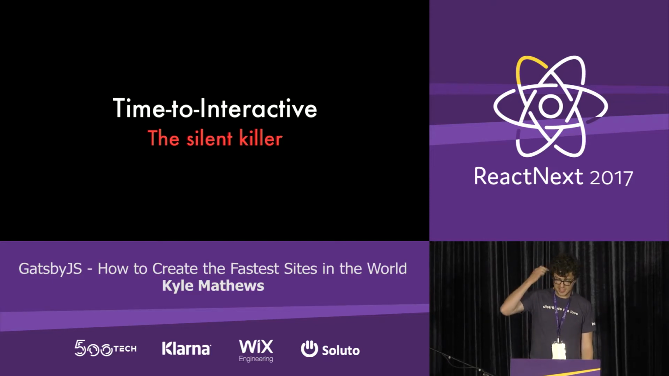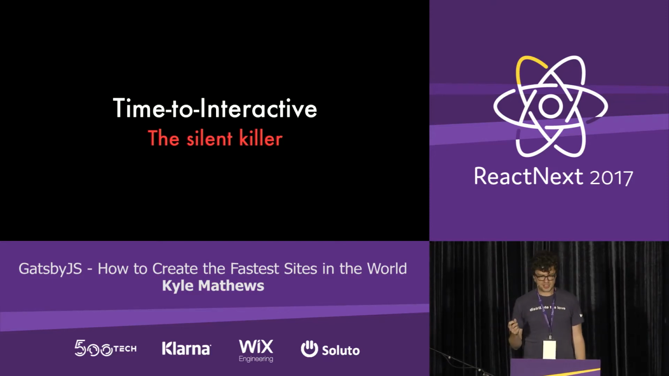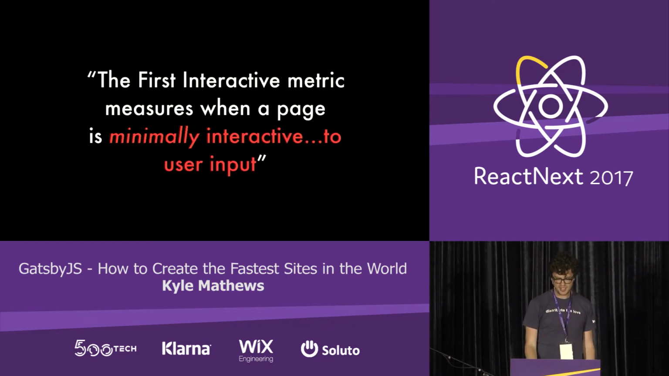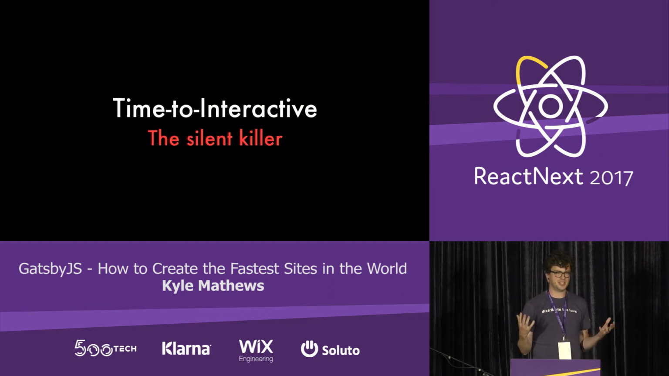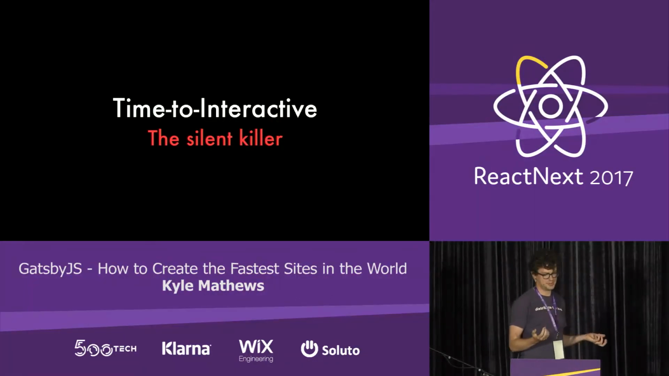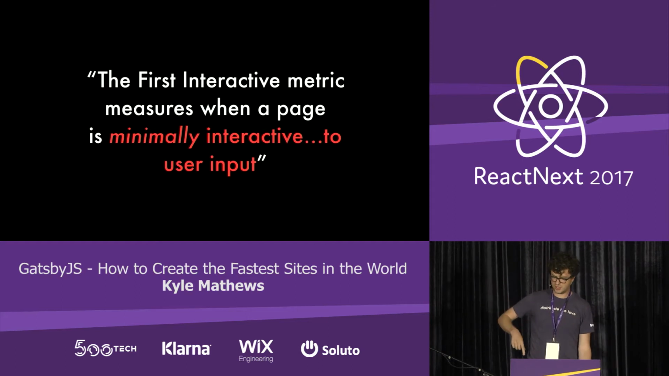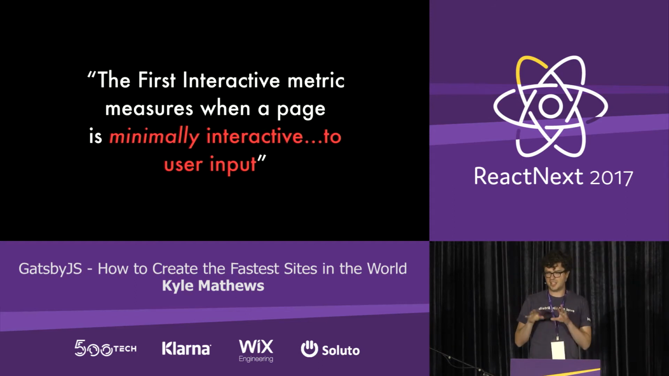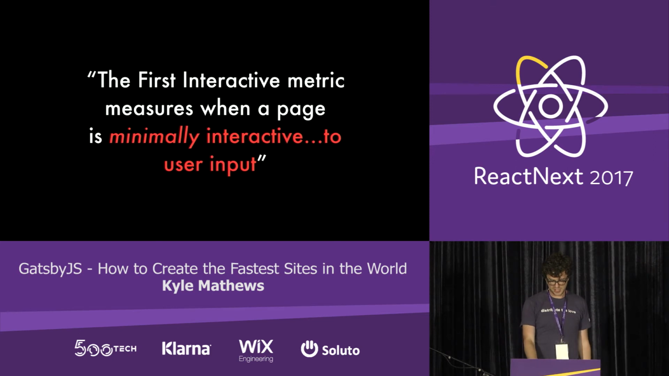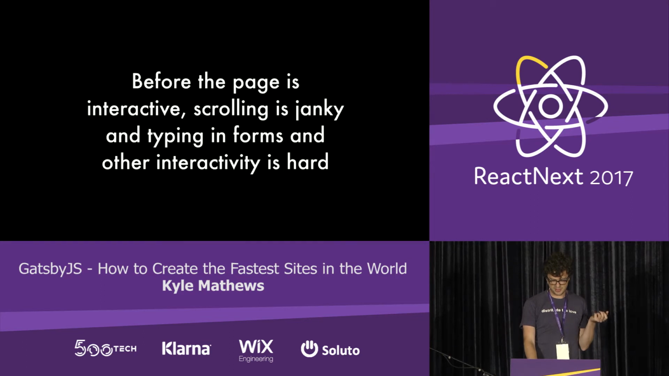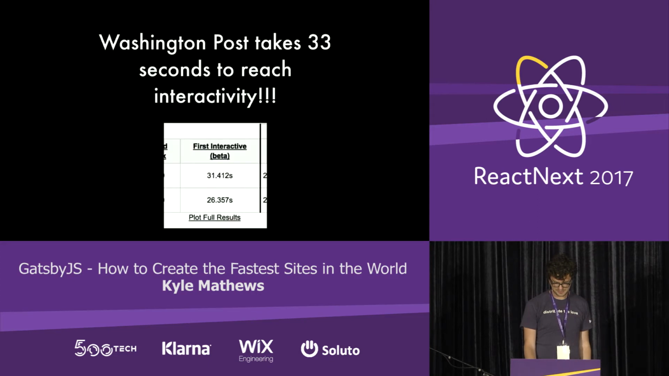So time to interactive is the silent killer. It's kind of like blood pressure, I think, is where that came from. It's not really something that's noticeable, because you can have a very slow time to interactive and everything looks fine. But underneath the hood, the site isn't moving. You can't scroll. You try to click on form elements, and you can't type anything. The first interactive measure is when a page is minimally interactive to user input. Before this, scrolling is janky, and typing in forms and other activity is hard.